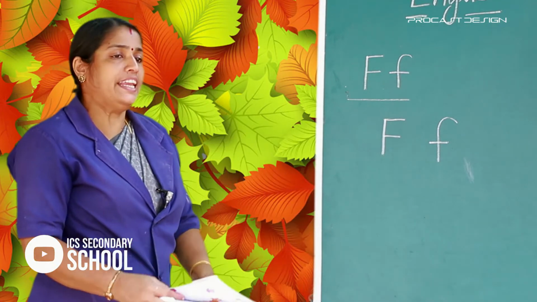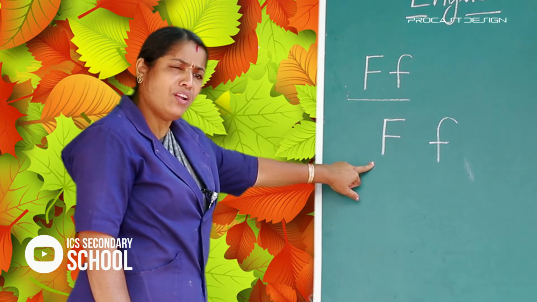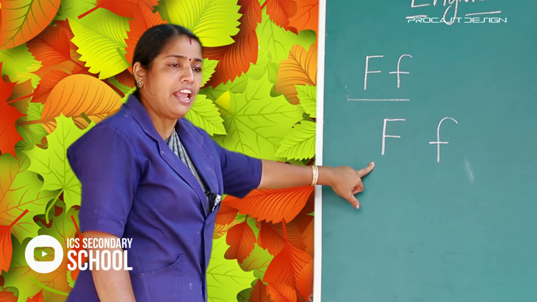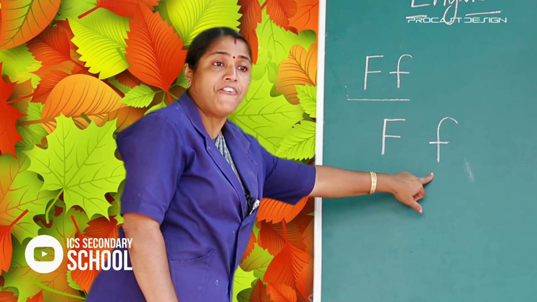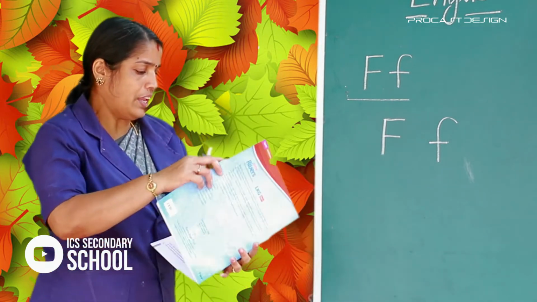All of you stand up and say, capital letter F. Yes, say loudly. All of you say with me. Capital letter F, small letter F. Okay.